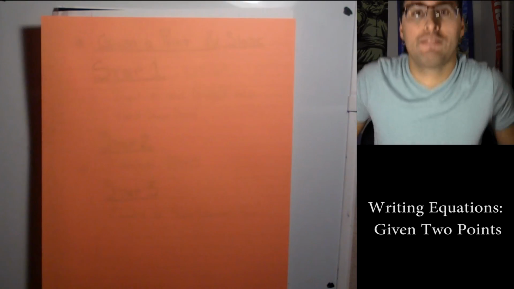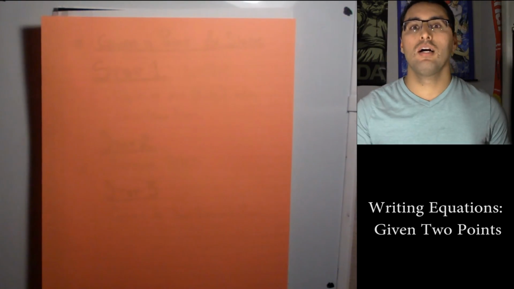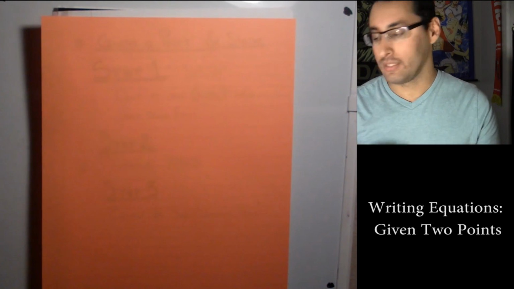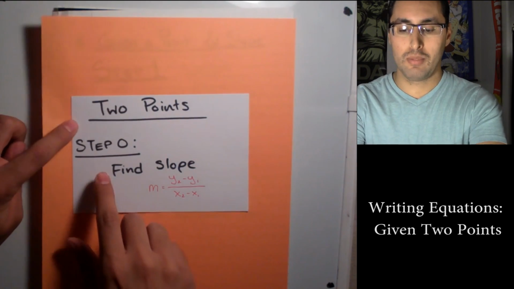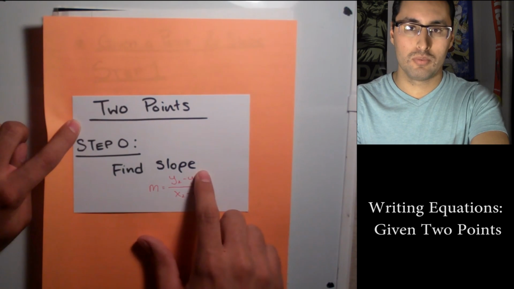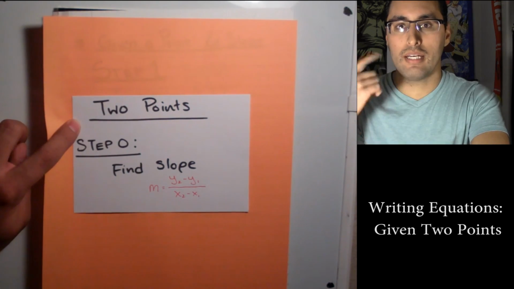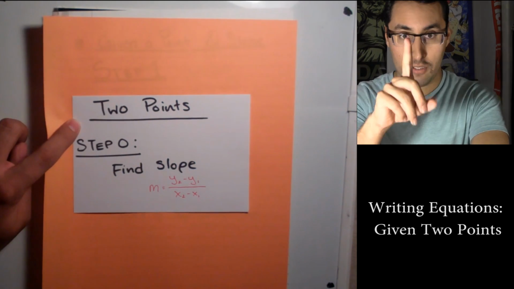Alright class, so this video is on finding the equation of the line that goes through 2 points. Your first step, I put step 0, we're going to find out why, is you're going to find the slope. With these 2 points they give you x1, y1, x2, y2. You have to find the slope between those 2 points. So that's the first step.